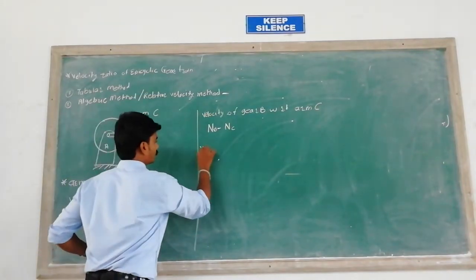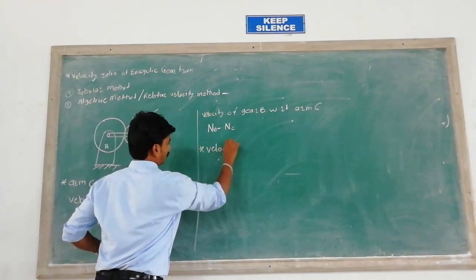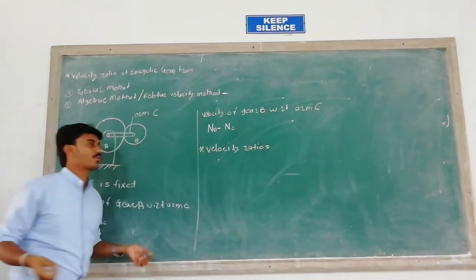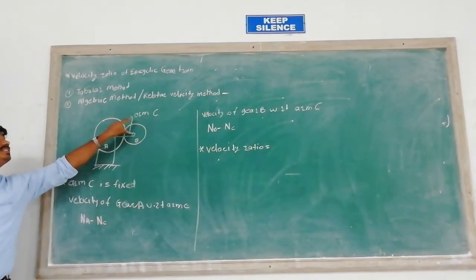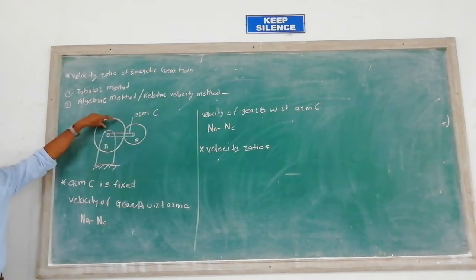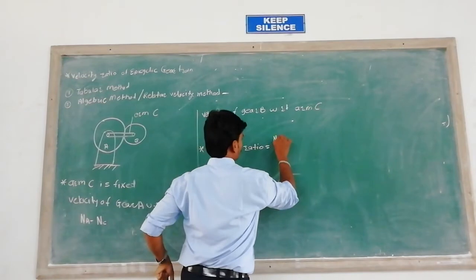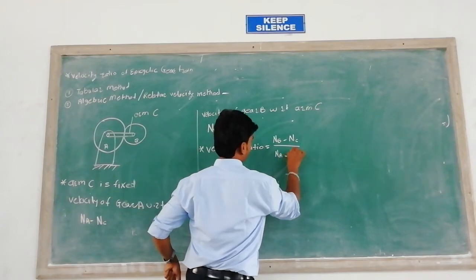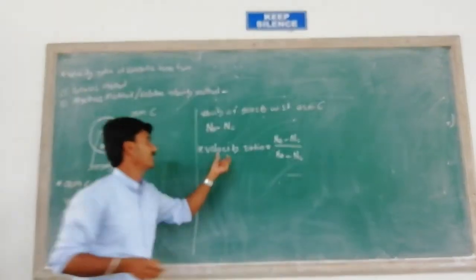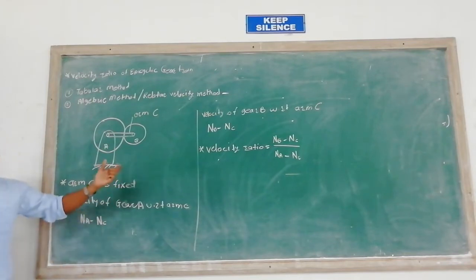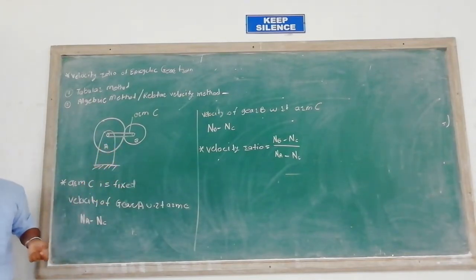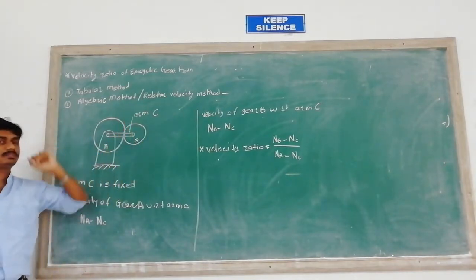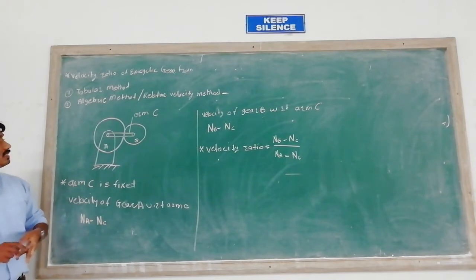Now, the velocity ratio. The velocity ratio of this gear train, in which arm C is fixed, is equal to NB minus NC divided by NA minus NC. Where NB is the speed of gear B, NA is the speed of gear A, and NC is the speed of the arm C.